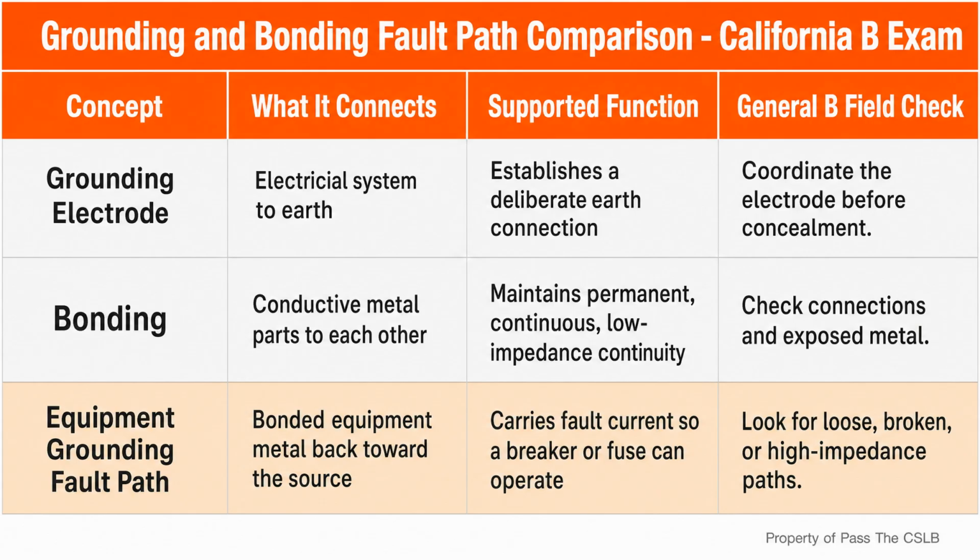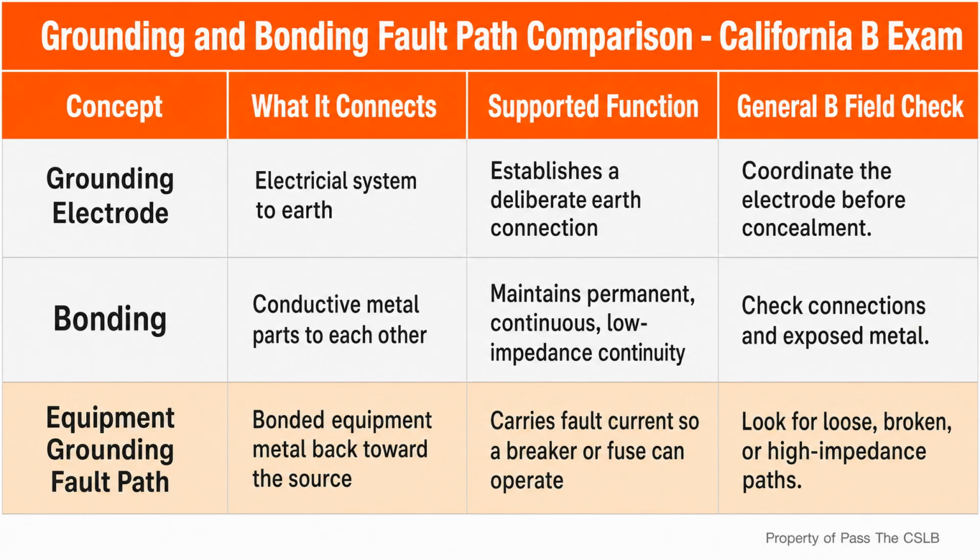Grounding and bonding are not interchangeable words. Grounding connects an electrical system to the earth through a grounding electrode. Bonding joins conductive metal parts together so they form a continuous low impedance path. Equipotential safety is the related idea of reducing dangerous voltage differences between conductive parts by connecting them together. I put the three field ideas side by side in this chart. Grounding reaches the earth. Bonding joins metal parts. The equipment grounding and bonding path gives fault current a reliable route that helps the overcurrent device operate.